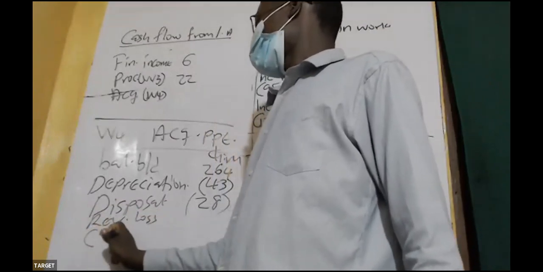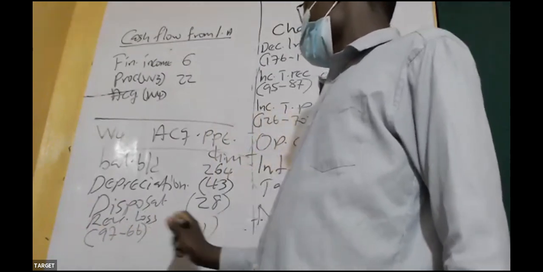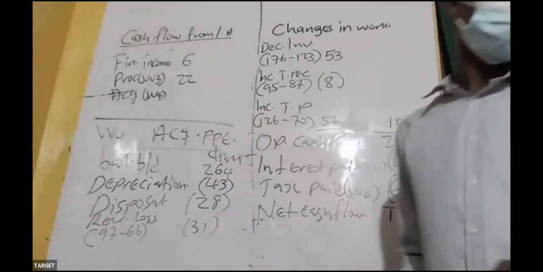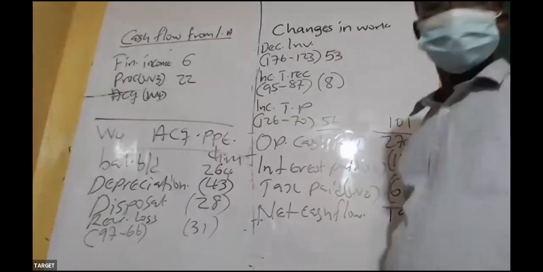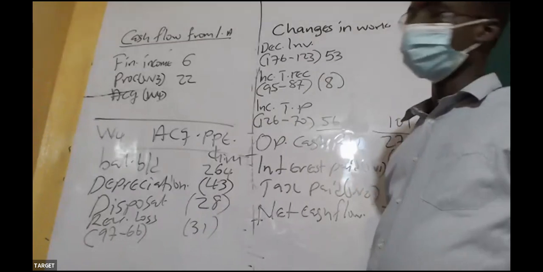So 97 minus 66, 31. It's a loss, so subtract. Wow. Once everything is going to be a loss. No transfer, no acquisition. Fine.